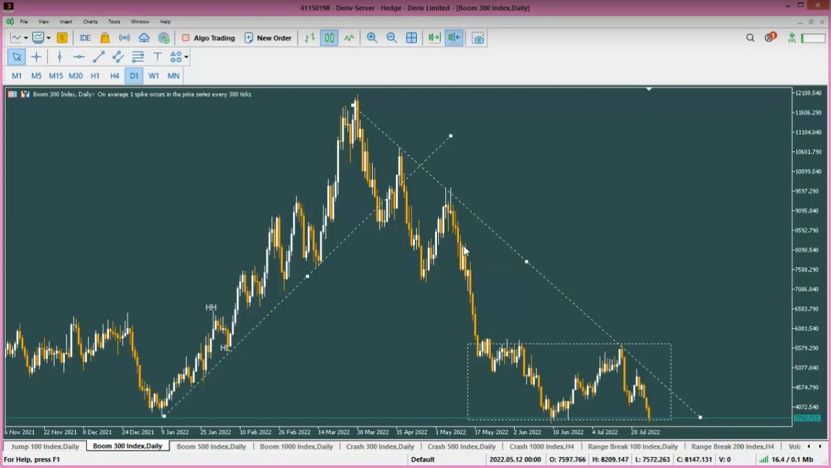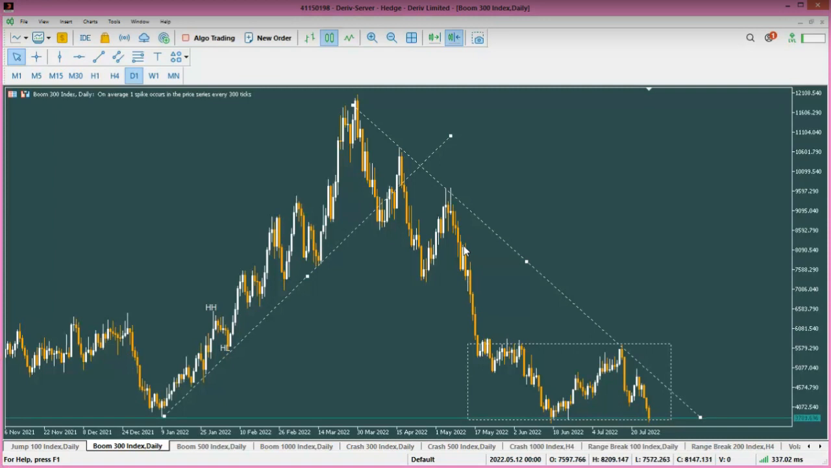The market structure is the study of the market behavior. So I hope you already know what a market structure is. It is the study of the market behavior. And if you can master this skill, when you open your chart, you will be able to answer the following important questions.